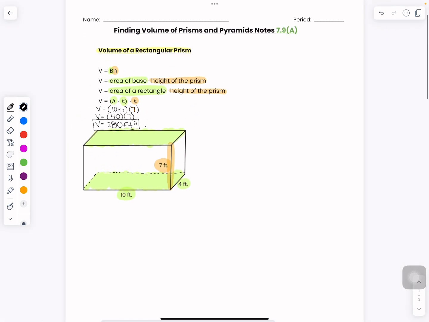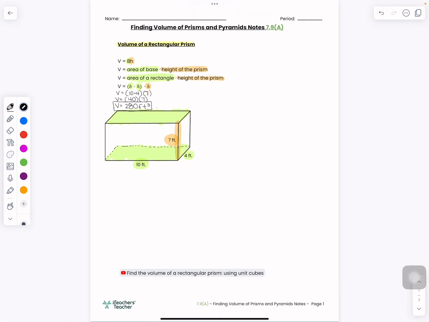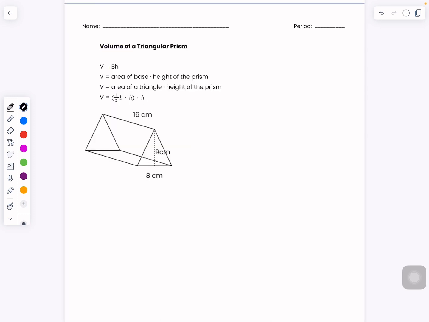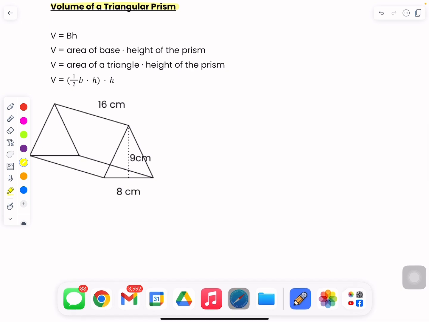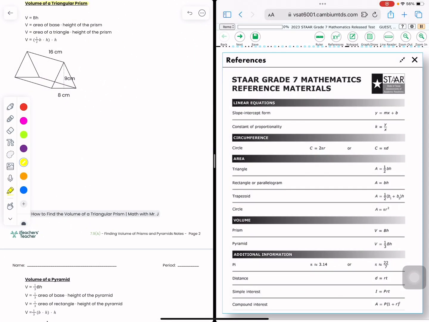Now, on the bottom of page 1, you're going to notice a link to an additional example that will show you how to find volume of rectangular prisms if you need another example to look at. Now let's look at example number 2, volume of a triangular prism. When looking at the formula, you'll notice that the formula for a triangular prism is still volume equals big B times H.